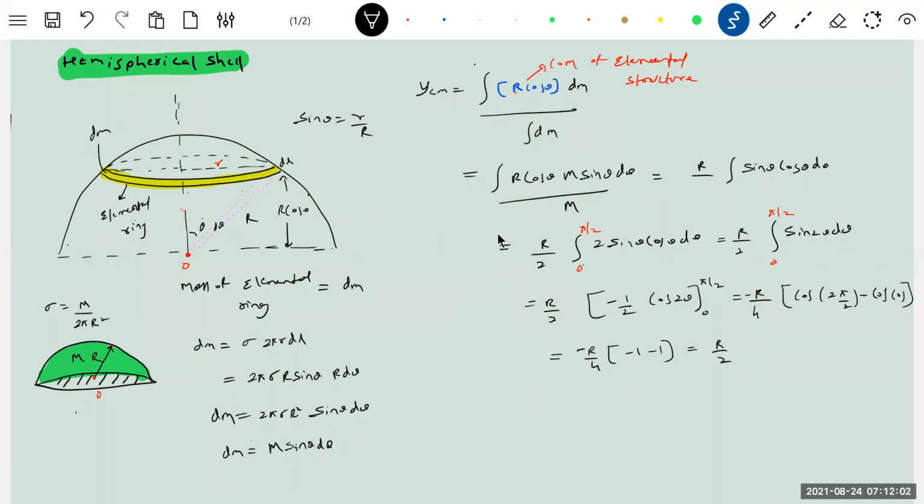So where will the center of mass of this be? It's telling us it will be at r by 2. What do you mean by r by 2? For the hemispherical shell, I'm showing the plane diagram. So the center of mass you just indicate by a star. This is r, it will be r by 2.